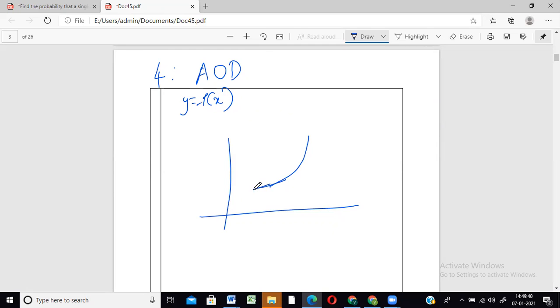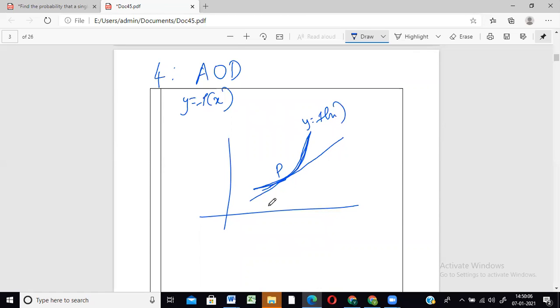In case you draw a tangent to this curve, I hope you all understand a tangent is nothing but that which touches the curve at just one point. Suppose this is the curve that you have, and this is the tangent touching the curve at one point. Suppose we call this point P. This is the point where the tangent touches the curve.